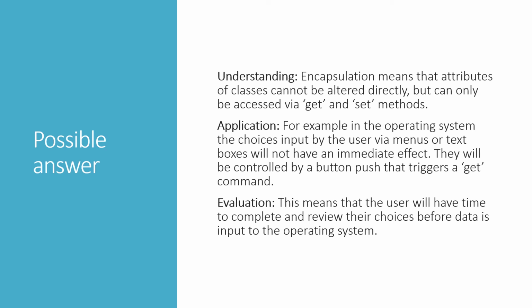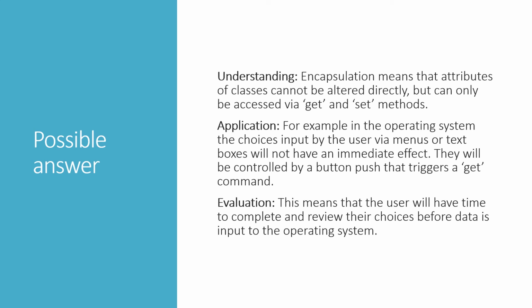To show understanding, we'd have to explain what encapsulation means. So encapsulation means that attributes of classes can't be altered directly, but only through get and set methods. That's exactly what we've learned this lesson, and it's one sentence that just shows that you have a clue about what encapsulation means. And then the larger section in the middle, applying this to writing an operating system for a mobile phone, which I think is actually quite a difficult example.